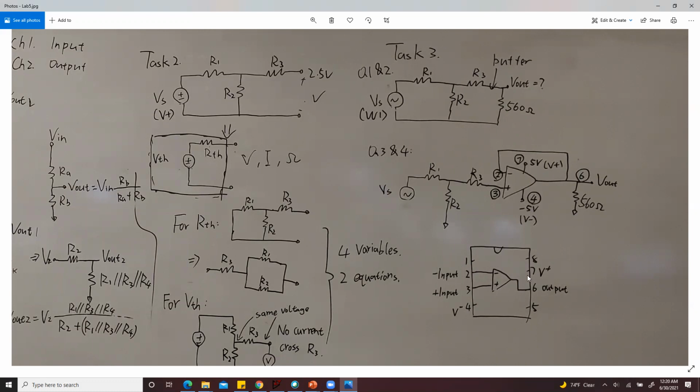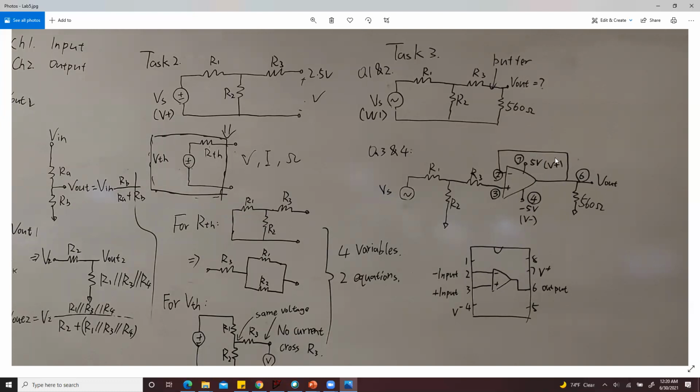Pin 7 should always be positive voltage. Pin 4, the negative power supply, should always be negative voltage. If you accidentally inverse these two pins, for example, you input a negative voltage here and a positive voltage here, what will happen is you will break this chip. It will burn. So you don't want this to happen.